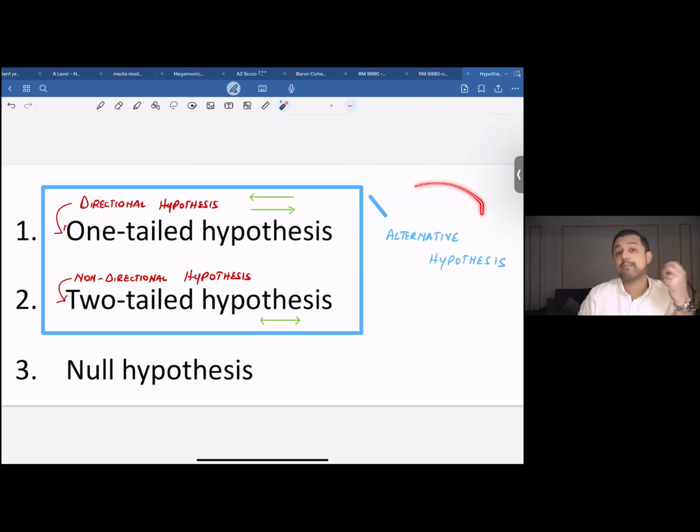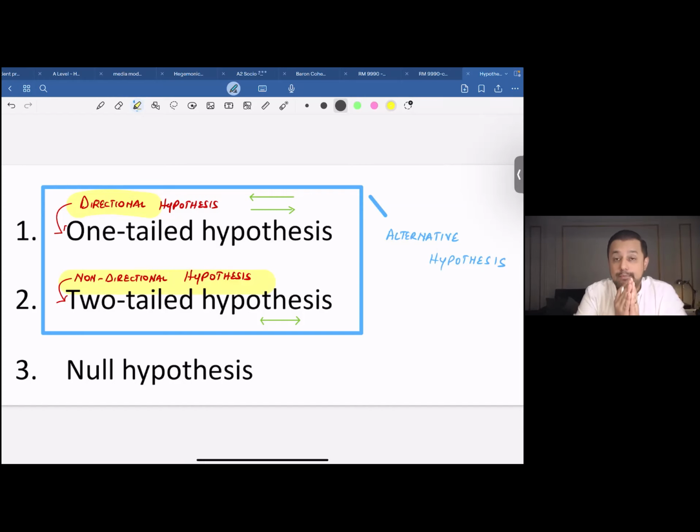However, as we speak about alternative hypothesis, we have two different types of alternative hypothesis. To begin with, we have one-tailed hypothesis, which is also referred to as directional hypothesis. And number two, we have the two-tailed hypothesis, which is also referred to as the non-directional hypothesis.